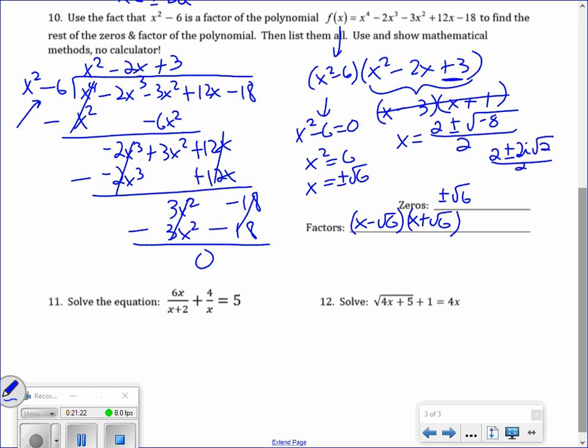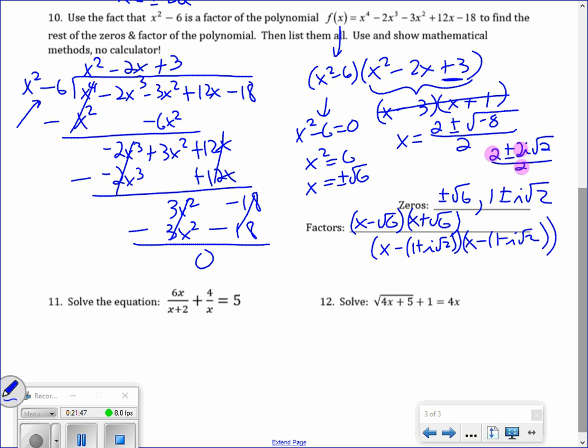So all these 2's out in front here, those all disappear to 1's. So my last two zeros are 1 plus or minus i radical 2. So when you write those, you'd write x minus 1 plus i radical 2, and then x minus 1 minus i radical 2. I would have written them on the line, but it's too fat and big.